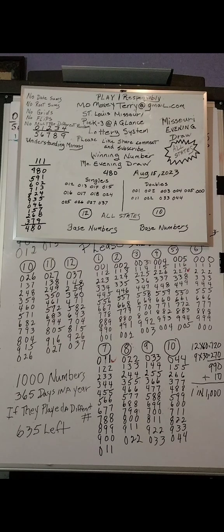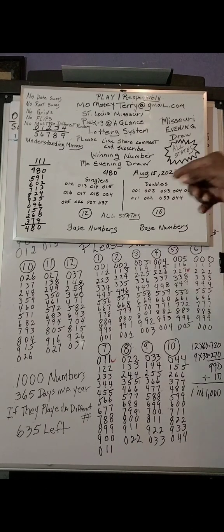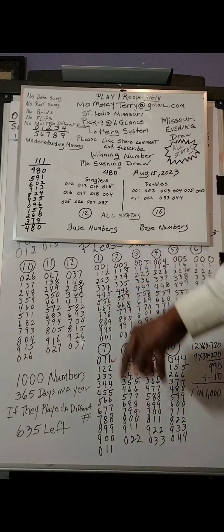What we have here is how to find your number on the master sheet that has all 1,000 numbers at a glance. The PICK-3 at a glance master sheet, and I'm using Missouri as a template. Missouri evening draw. I specialize in PICK-3 and I do Missouri evening draws. On the 15th, the evening draw was 480. So what we want to do is find out where this 480 is on the master sheet here.